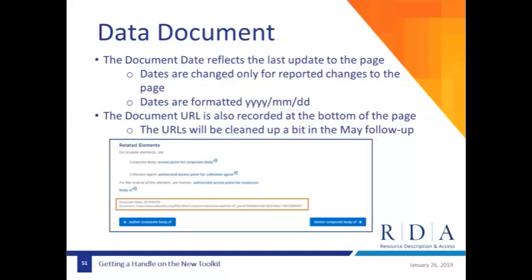I should also make clear that this document URL at the bottom does not replace the ability to highlight anywhere in the text and get a URL for linking purposes. That pop-up tool that allows you to create a link is still there. And of course, it allows you to link to specific points within the page.